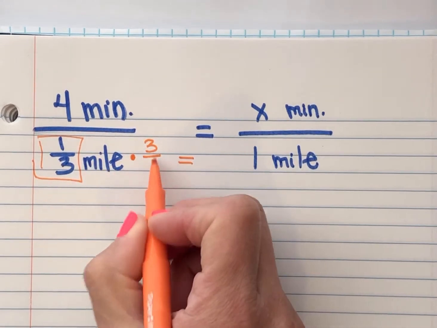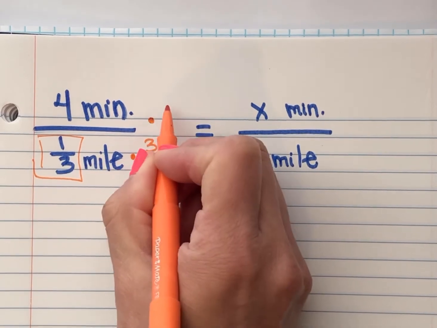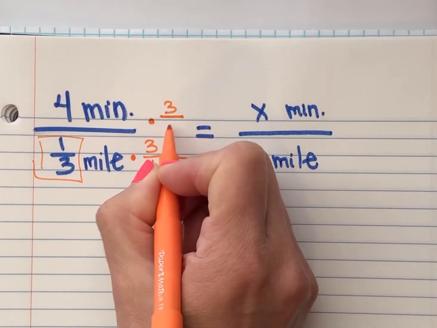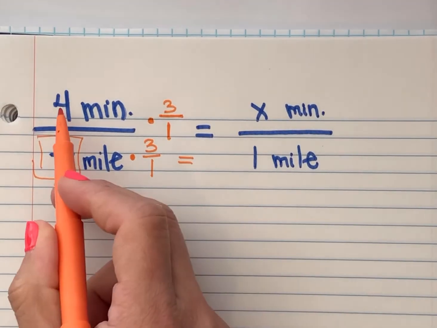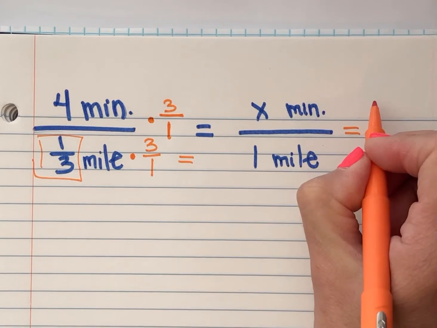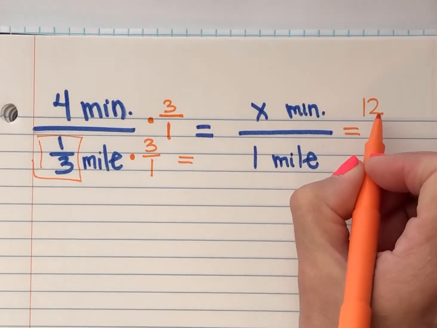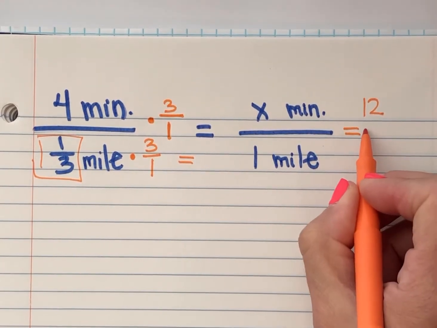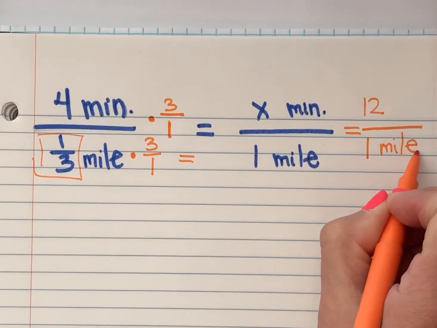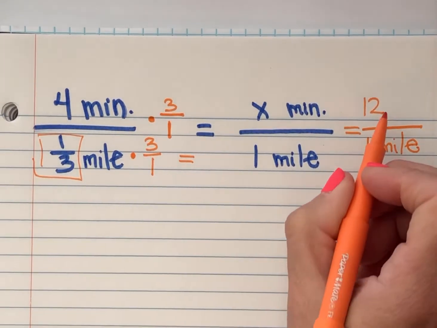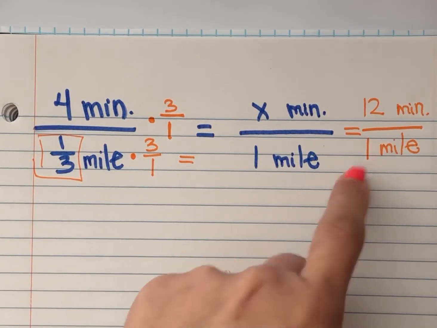And then since you multiplied the denominator by 3/1, you need to come up here and multiply by 3/1. So 4 times 3 gives me 12. We already have your fraction bar, and we already have 1 mile. So it's going to take Molly 12 minutes to run 1 mile.